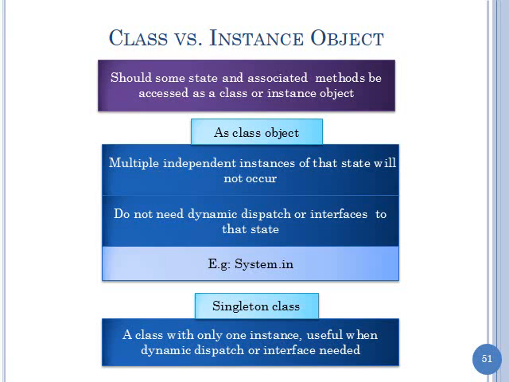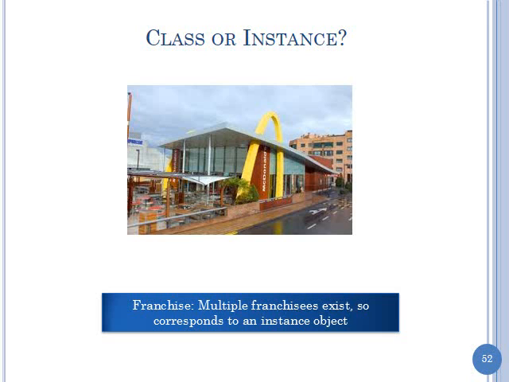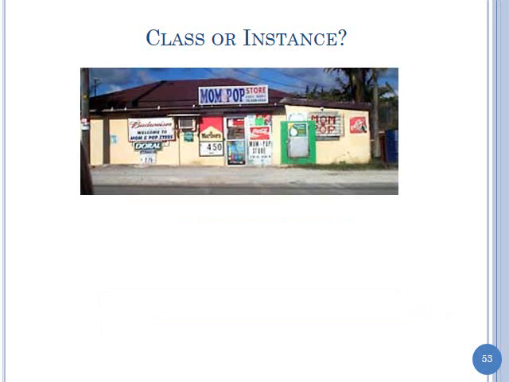So let's just understand this clearly. Is McDonald's a class object or an instance object? It's a franchise. Okay? So you have multiple people following the same rules, so you would make that an instance. Analogy is never perfect, obviously. Every McDonald's can look different. Even the prices can be different. Even what they offer can be different. Okay? But there's some set of rules. And a mom and pop store, okay?